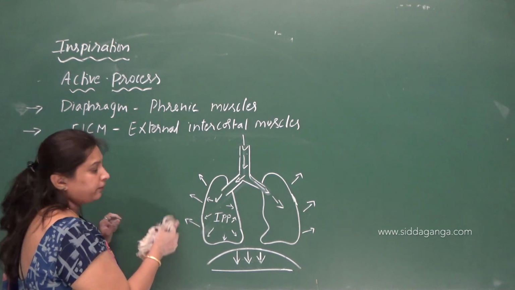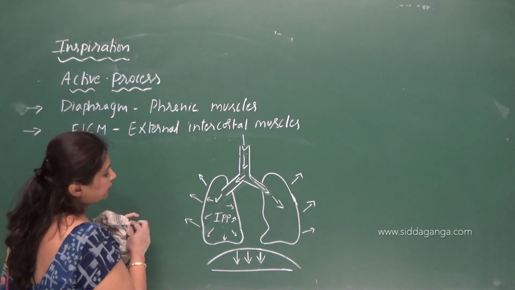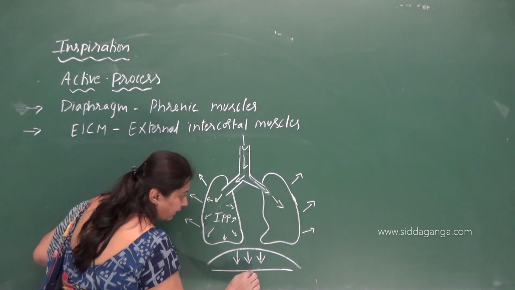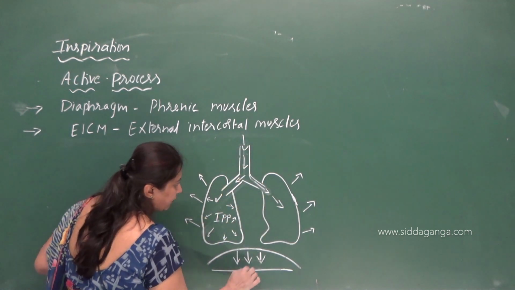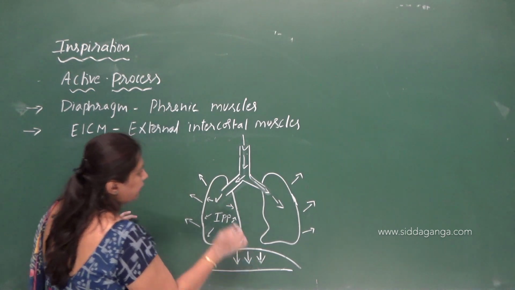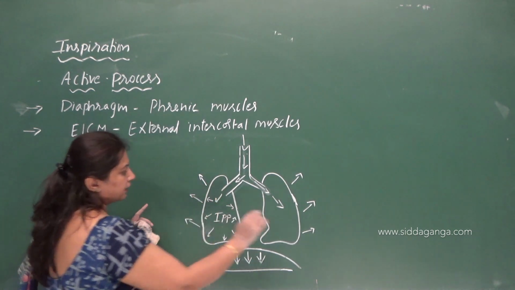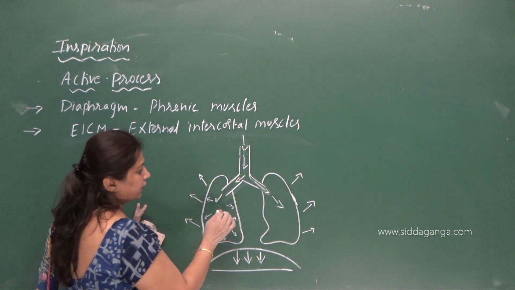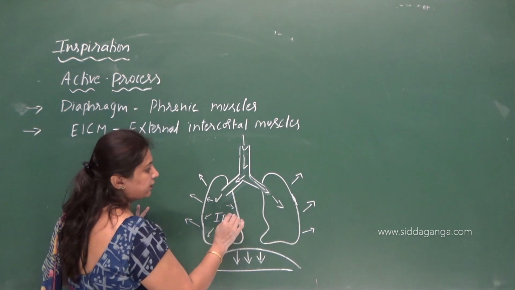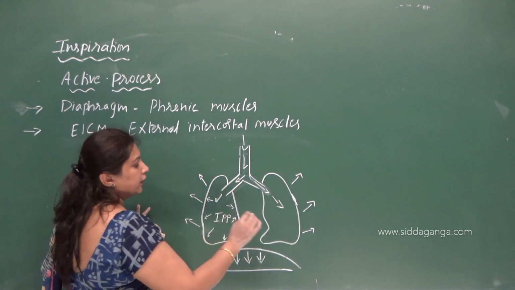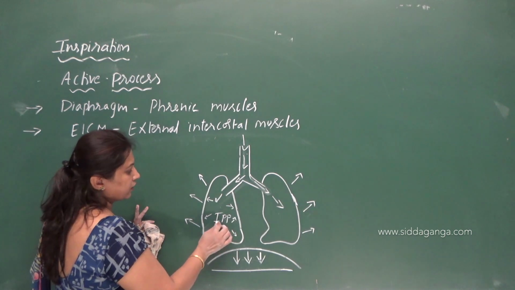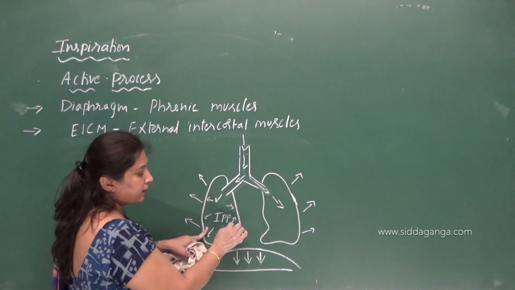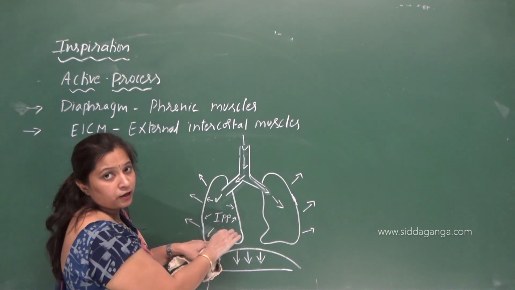So, understood clearly? What happens during inspiration? The phrenic muscles contract so that the dome-shaped diaphragm becomes flat. This increases the volume of the thoracic cavity anterior-posteriorly. When the external intercostal muscles contract, the ribs and sternum are pulled outward and upward. This increases the volume of the thoracic cavity dorsoventrally. The increase in the volume of the thoracic cavity causes an increase in the intrapulmonary volume. When the intrapulmonary volume increases, the intrapulmonary pressure drops.